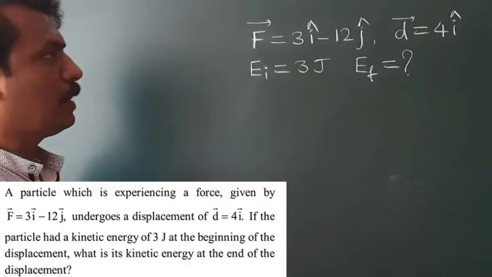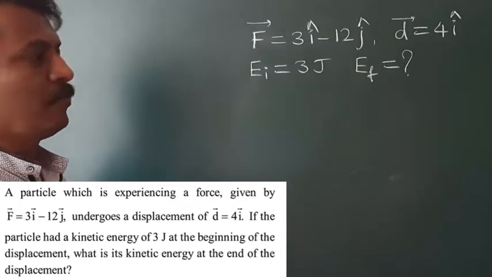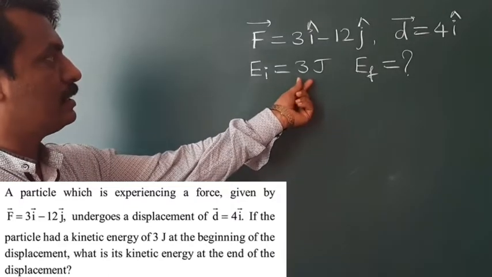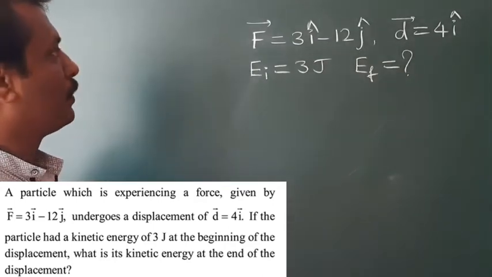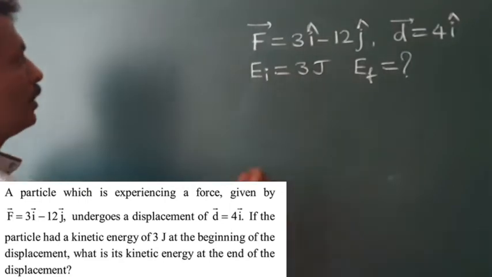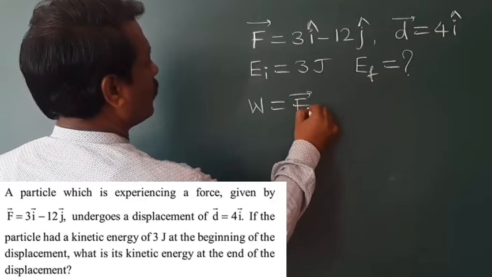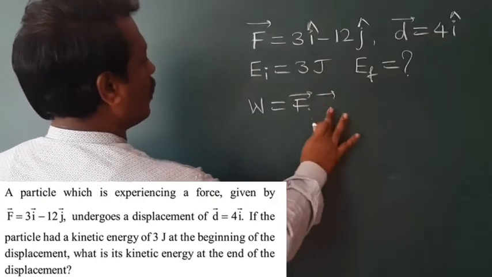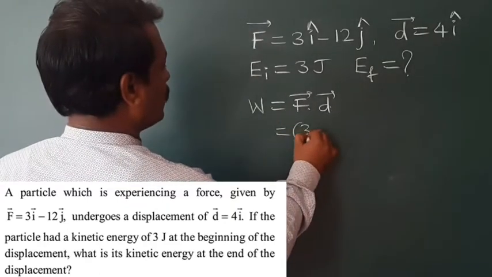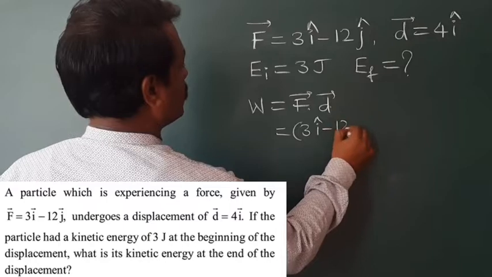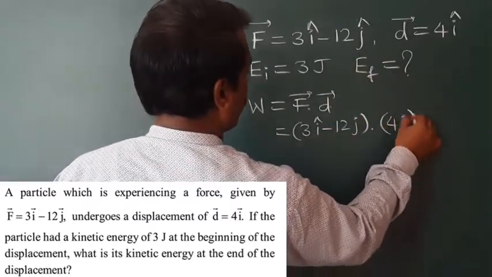Here, a force of 3i minus 12j is acting on a body and produces a displacement of 4i. If the initial kinetic energy is 3 J, then what is its final kinetic energy? This is the question. So here force and displacement are given, so we can find work done. Work done is equal to F dot S, or F dot d. So here force is 3i minus 12j, dot displacement is 4i.